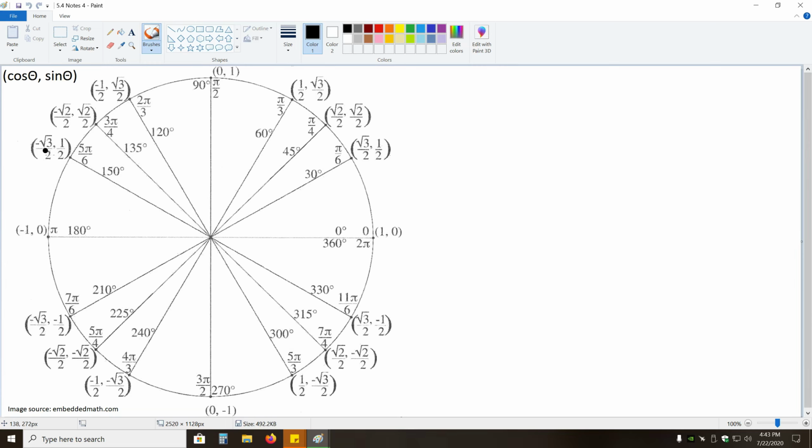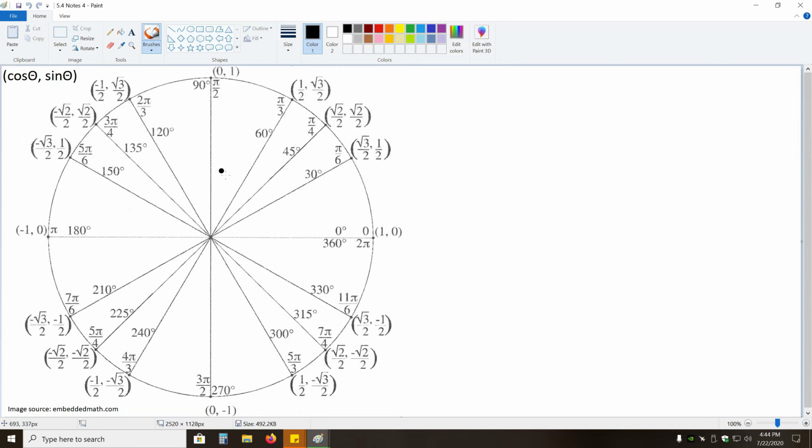All you have to do is memorize, for instance, that at 30 degrees, you'll have the square root of 3 over 2, comma 1/2 for cosine and sine respectively. You're going to have the exact same thing at 150 degrees. But because cosine is negative in quadrant 2 and sine is positive, you'll put a negative with your cosine value.